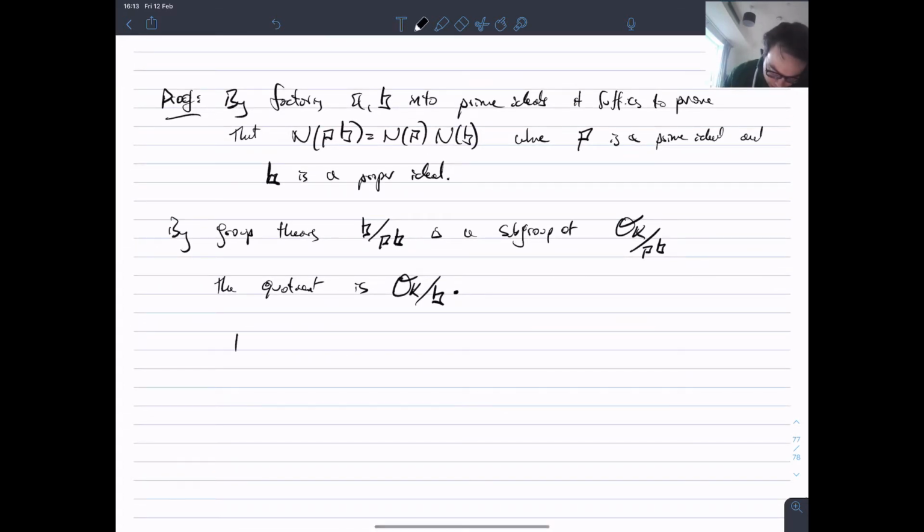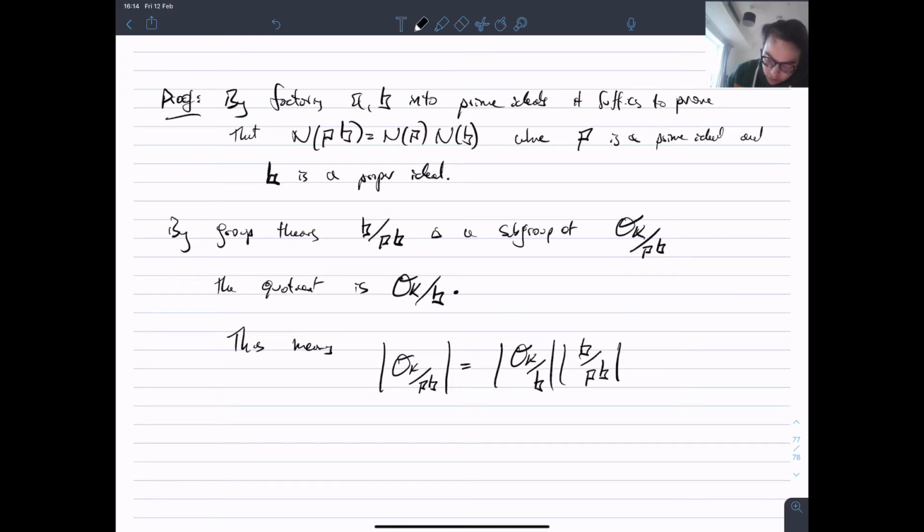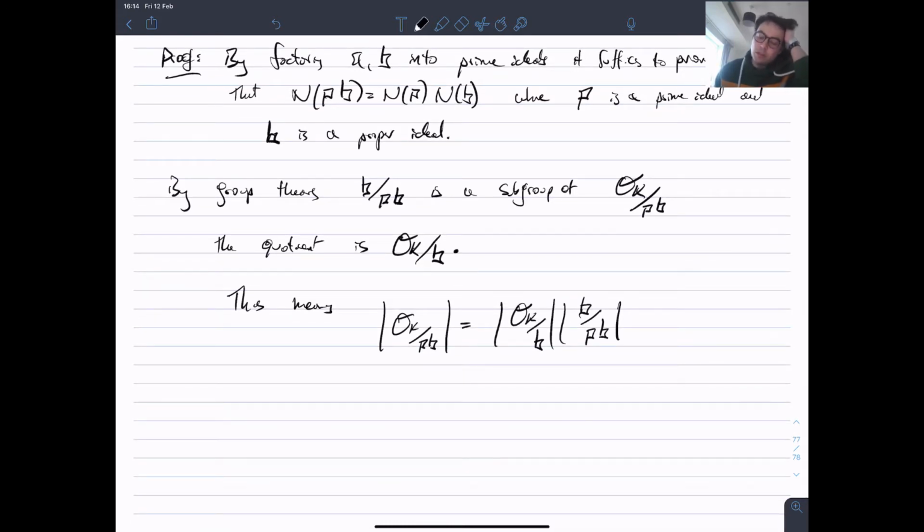So what does this mean? This means that the size of OK mod P times B is the same thing as the size of OK mod B times the size of B over PB. I have my big group, and I have my subgroup, and I have their quotient. So the subgroup and the quotient, somehow the size of them multiplied is the same size as the full group. So really this just follows from the first isomorphism theorem for groups.